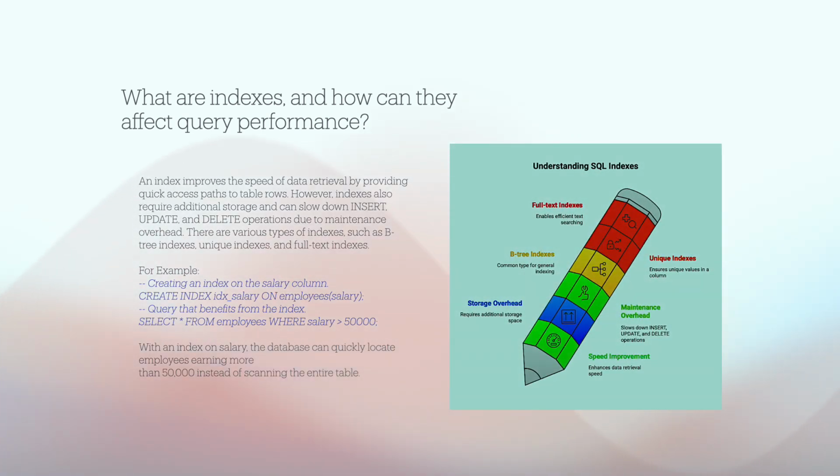You can understand how these three types of indexing work from this diagram. So we have full text, B-tree indexes, and unique indexes. They differ in storage overhead, maintenance overhead, and speed improvements.